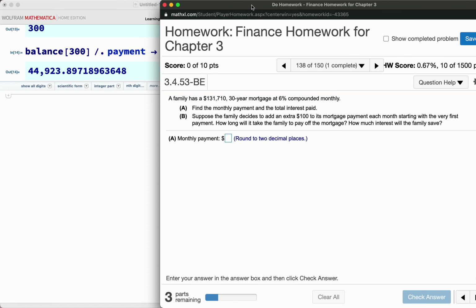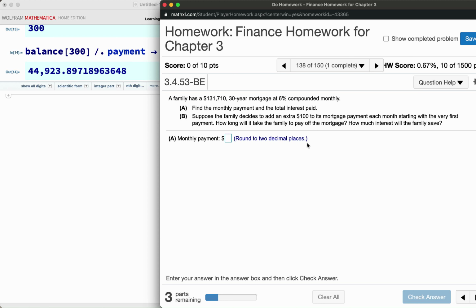Let me see. Problem number 138, a fun problem to do. A family has a $131,710 30-year mortgage at 6% compounded monthly. So part A, find the monthly payment and the total interest paid. Part B, suppose the family decides to add an extra $100 to its mortgage payment each month, starting with the very first payment. How long will it take the family to pay off the mortgage? How much interest will the family save?